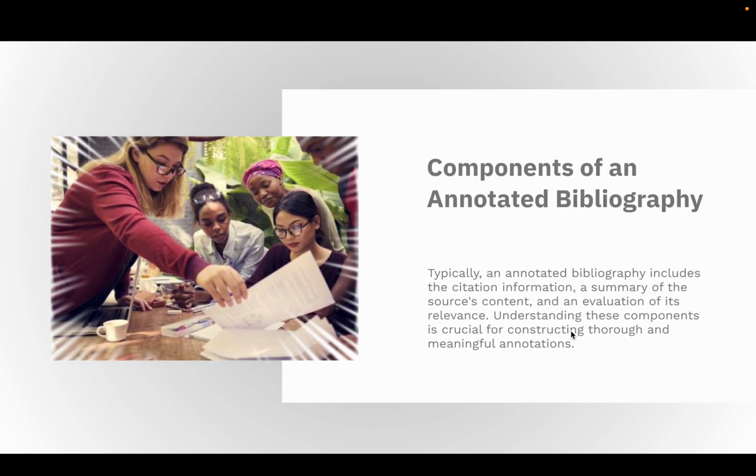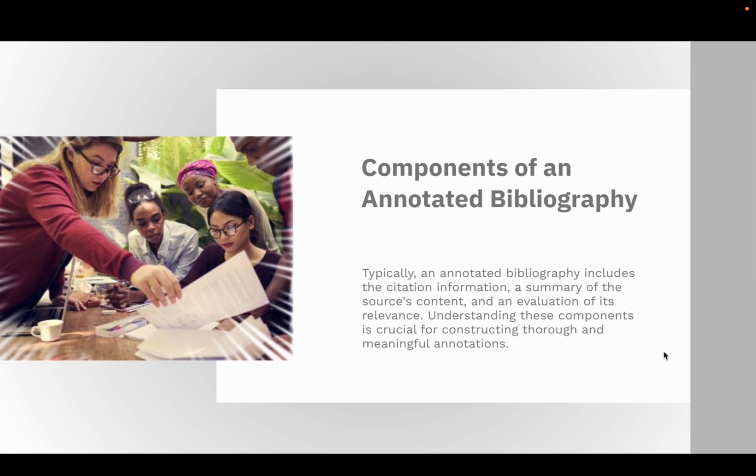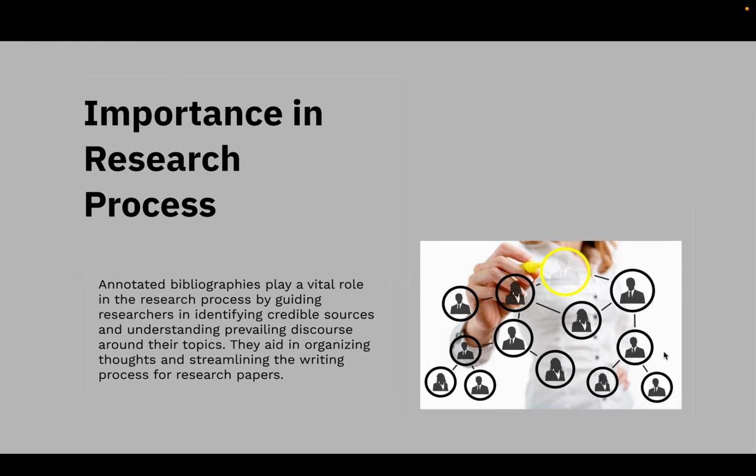Typically, an annotated bibliography includes citation information, a summary of the source's content, and an evaluation of its relevance. Understanding these components is crucial for constructing thorough and meaningful annotations. These are important in the research process as they play a vital role by guiding researchers in identifying credible sources and understanding prevailing discourse around their topics. They aid in organization of thoughts and streamlining the writing process for research papers.